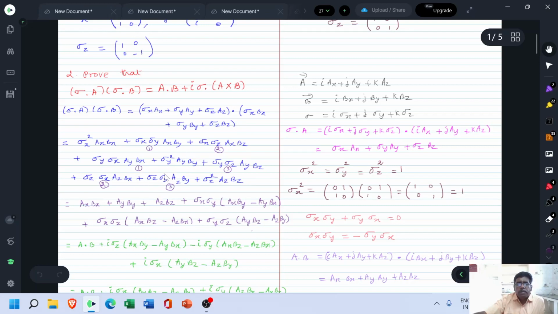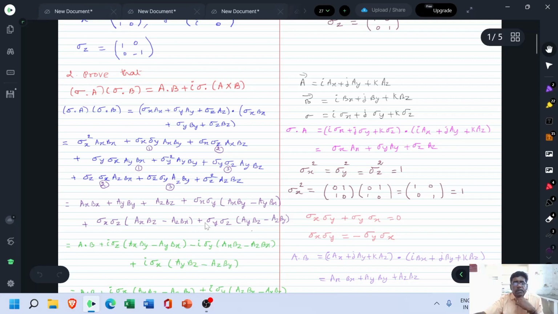See this, sigma x sigma y into this much. Here sigma x sigma z, I have aligned ax bz, then minus az bx, because sigma x sigma z is equal to minus sigma z sigma x, which means that sigma x sigma z plus sigma z sigma x equal to 0. So this is the second term.